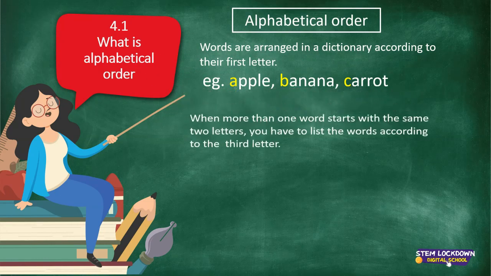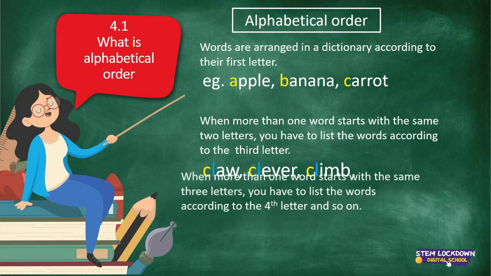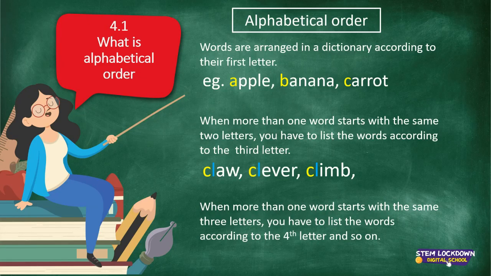Right. And then when more than one word starts with the same two letters, you have to list the word according to the third letter. So claw, clever, climb. We have to go by the third letter, A, E, I. Remember all that? Good. And then when more than one word starts with the same three letters, you have to go according to the fourth letter. And so it goes on. So, actor, action, actress. So, the O, the I, and the R. All right, I think you remember all that.